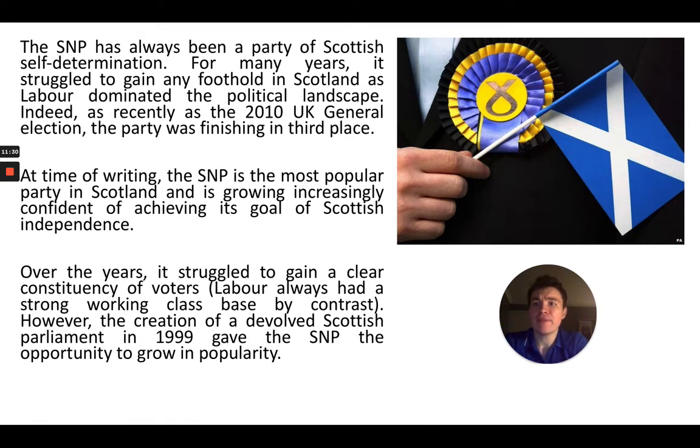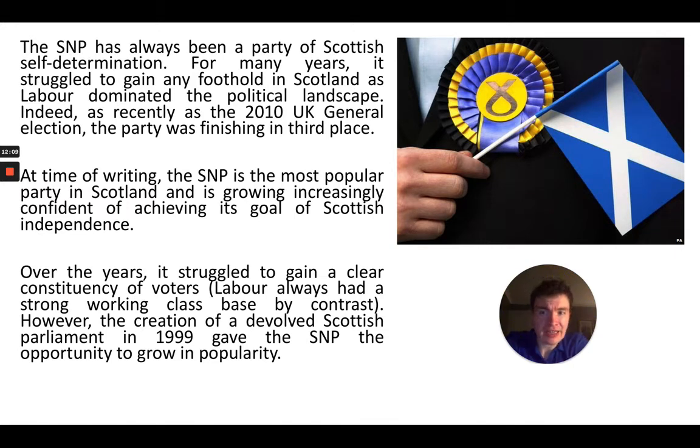Okay. So, at time of writing, the SNP is the most popular party in Scotland and is growing increasingly confident. As it stands, folks, we've had a number of opinion polls that suggest that Scottish independence is favoured by the majority of the population, which is obviously a switch, because I think there had only been one rogue poll in the last few years that even suggested that. In fact, Scottish independence had always stagnated at about 28-29% in the opinion polls, and it wasn't until the referendum that they really got a breakthrough to be even nearly neck and neck with a pro-union stance within Scotland.